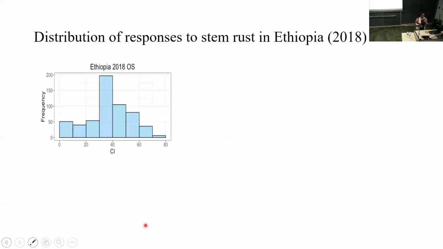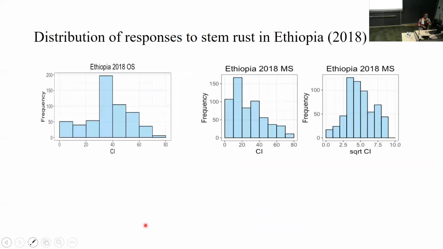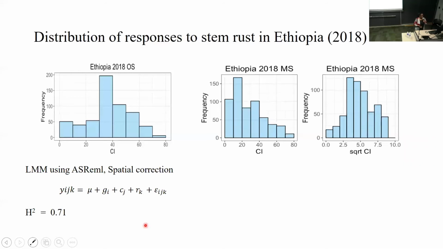So this is the distribution of the stem rust response in Ethiopia in the off-season 2018, and it's pretty normal. And this is the main season distribution, which is a bit skewed, so I tried to normalize it by square root transformation to fit a linear model. For the off-season, I fitted a linear mixed model using ASReml and did spatial correction. In this model, I considered the genotype effect as random and the rep effect also as random. I included the column effect because its Wald test is significant, and a heritability of 0.71 is estimated for this one.